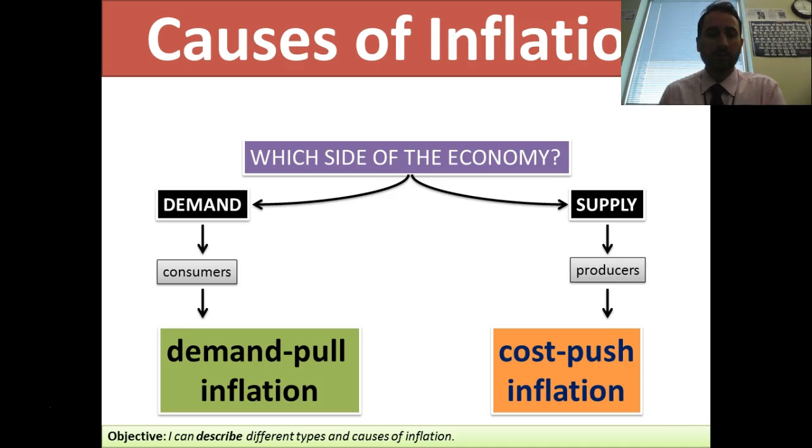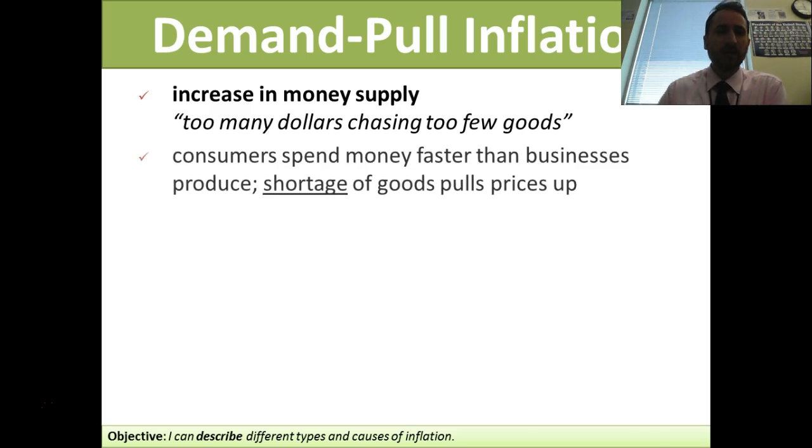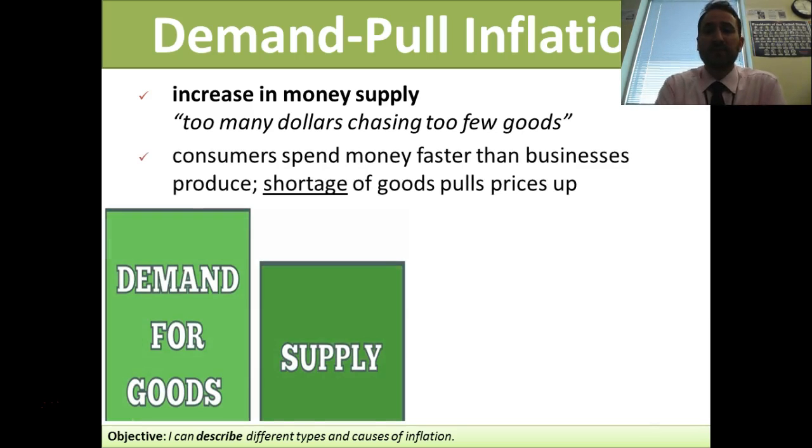And if we recall what we learned earlier about supply and demand, we can better understand these differences in demand pull and cost push inflation. And so let's look at demand pull inflation. It's when we've got an increase in the money supply, too many dollars chasing too few goods. Another way to look at this would be if consumers spend money faster than businesses produce. That creates a shortage. Remember, we talked about how you fix a shortage. You have to raise the prices. Well, raising prices is inflation. And so if demand for goods is greater than your supply, you're going to have a shortage. We fix the shortage by raising prices. So we have too many dollars chasing too few goods.